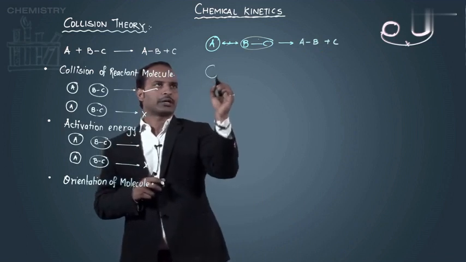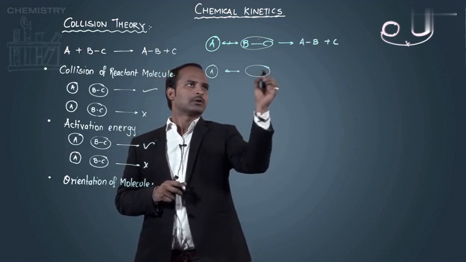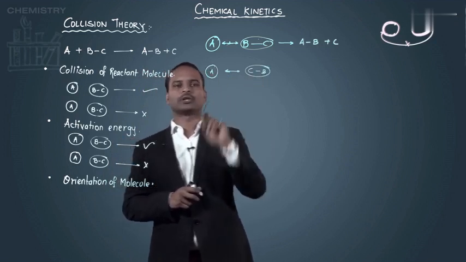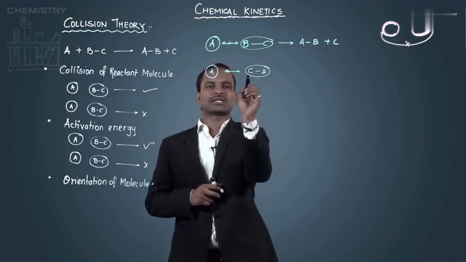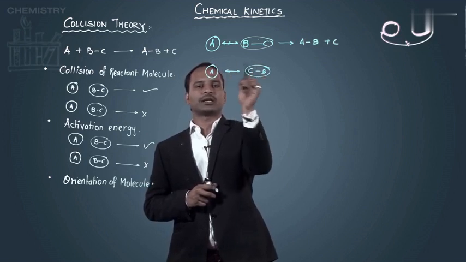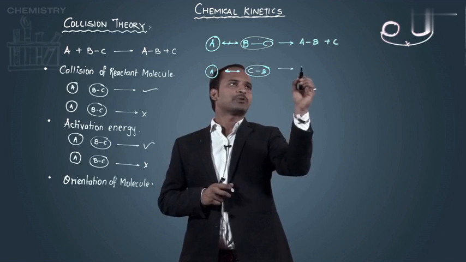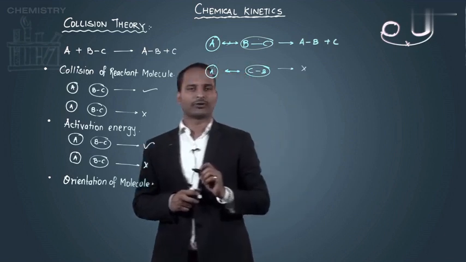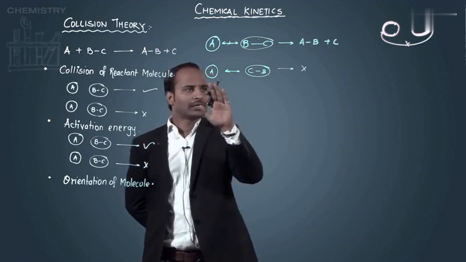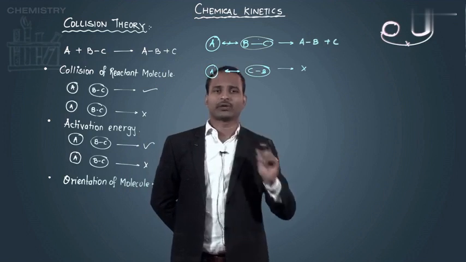Suppose the second possibility: A collides with BC, but now it is something like this. Instead of the B part, it collides with the C part. The molecules will not be properly oriented because C is not going to attach with A. The bonding takes place between B and A, so the collision should take place between B and A. So this molecule is not properly oriented and hence the product will not form. Even if A and BC have the activation energy and are colliding, they still do not form a product because they are not properly oriented.